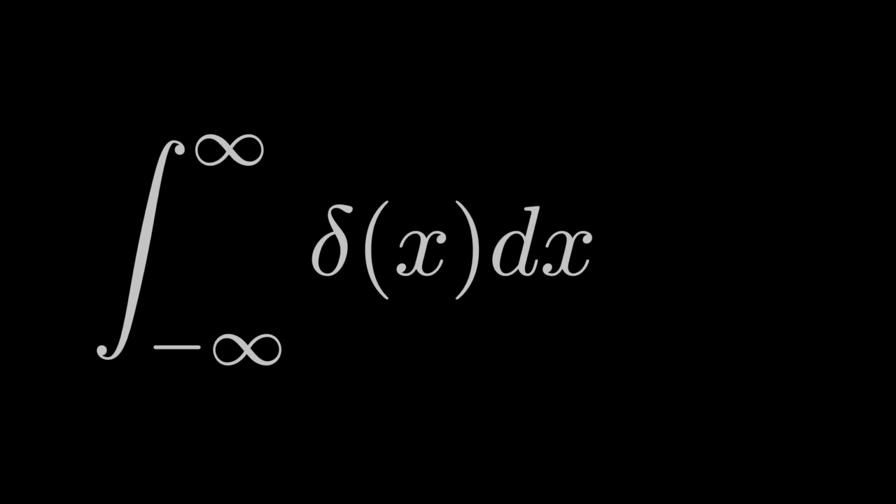But what really makes the Dirac Delta Function useful is when we integrate it. So if we integrate the Dirac Delta Function over all space, sorry, that's just natural for me with a background in physics. Anytime I see x, I say space. Anyways, if we integrate the Dirac Delta Function from negative infinity to infinity, that whole thing is going to be equal to 1.